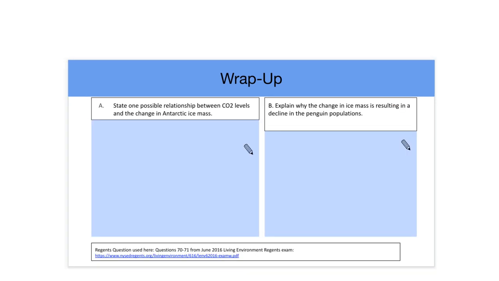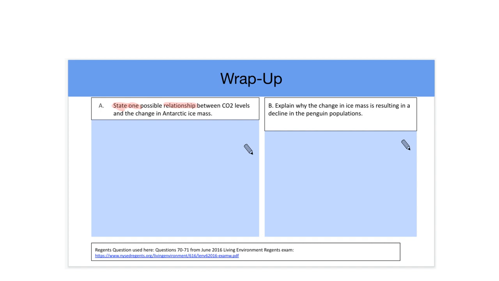Question A says, state one possible relationship between CO2 levels and the change in Antarctic ice mass. Remember that the word state means to establish a relationship, okay? So basically, whenever in the living environment they ask you to state a relationship, you have to state what happens to one variable when the other one increases, or decreases.